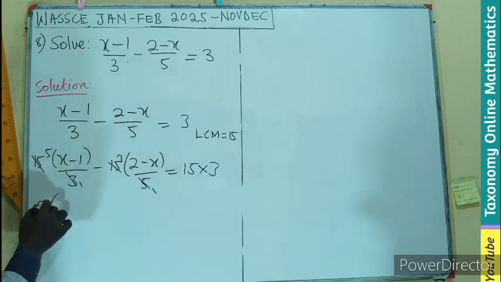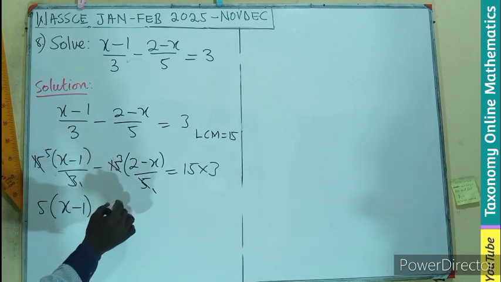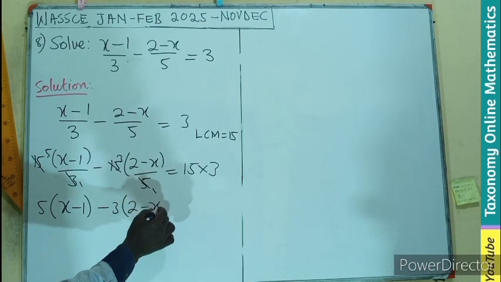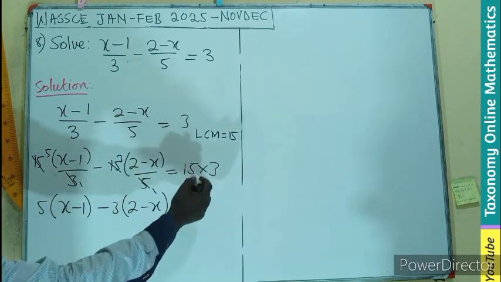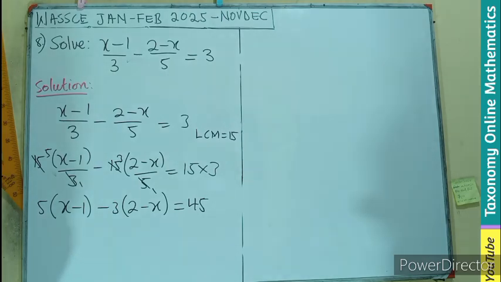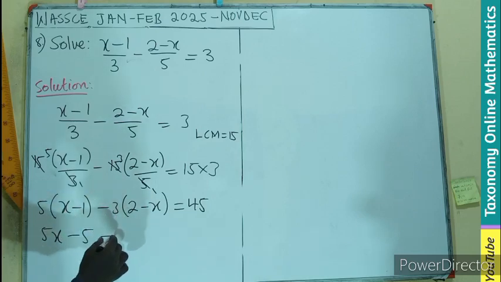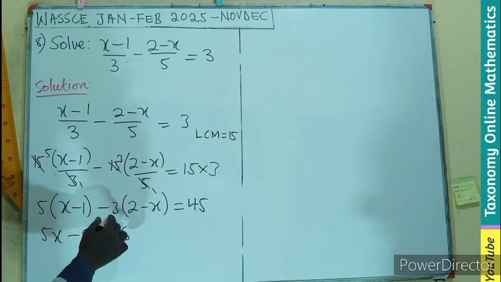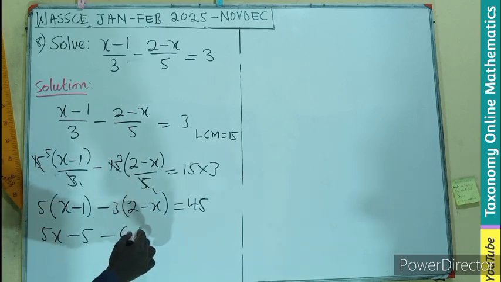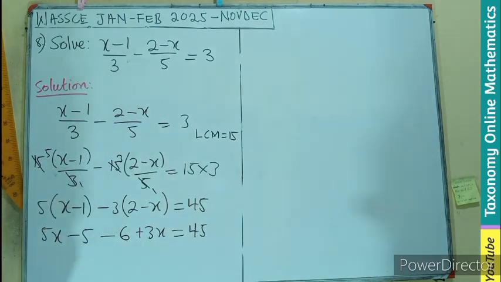So now we have 5 into bracket x minus 1 minus 3 into bracket 2 minus x equals 3 times 15, so we have 45. Can we expand to remove the bracket? 5 times x, 5x. 5 times 1, 5, but negative. Minus 3 times 2, minus 6. Minus 3 times minus x, plus 3x, equals 45.